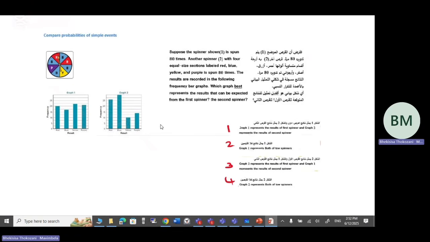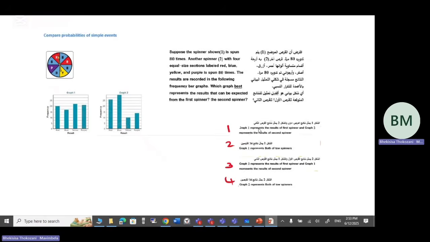All right. The spinner shown is spun 80 times. So spinner number 1. And another spinner, which is number 2, is with 4 equal size sections, right? It is also colored with red, blue, yellow, and purple.